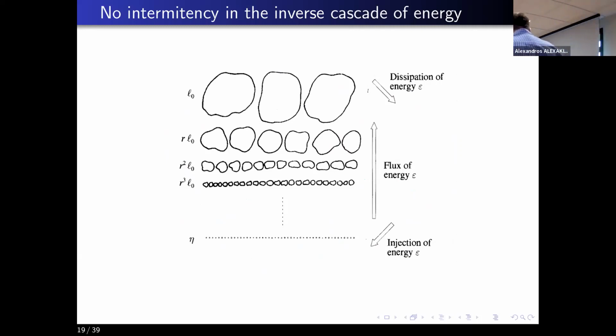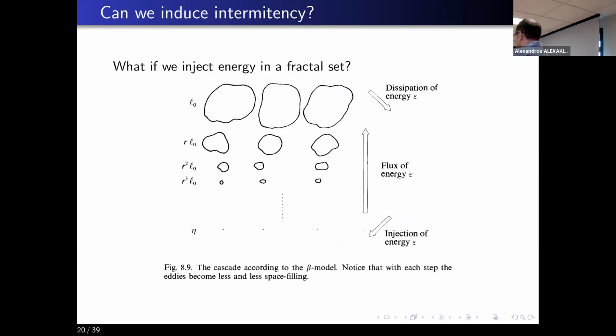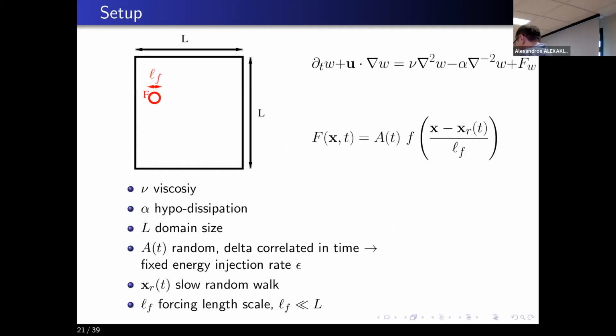So the question I'm going to put forward in this talk is, can we have that? Can we induce intermittency in the system if we don't inject everywhere in the domain, but we inject energy only in a fractal set in the domain? That is the question, and that's what I will try to answer.